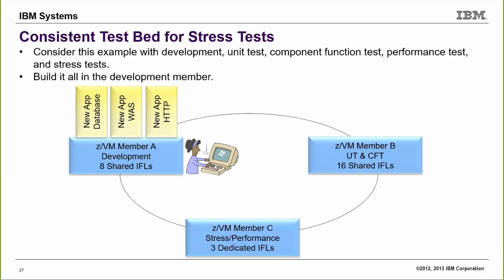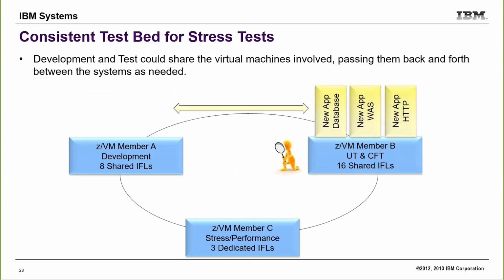But let's assume for now that the thing that I'm testing or rolling out has a database, WebSphere, and HTTP. So I have these 3 Linux virtual machines that are part of this environment. And maybe when they're actually being developed, my developers are using those systems on their development member. And maybe it has 8 shared IFLs running there, right? And when they have it to a point where they think they're done, then we can move those 3 virtual machines over into the CFT environment, and CFT can run their tests against them.